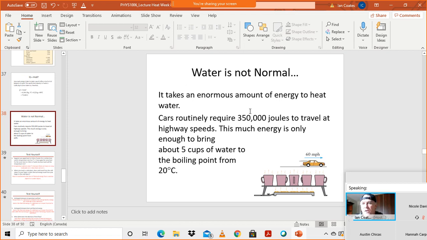There we go. Water is not normal. It takes an enormous amount of energy to heat water. Cars routinely require 350,000 joules to travel at highway speeds. This much energy is only enough to bring about 5 cups of water to the boiling point from 20 degrees.